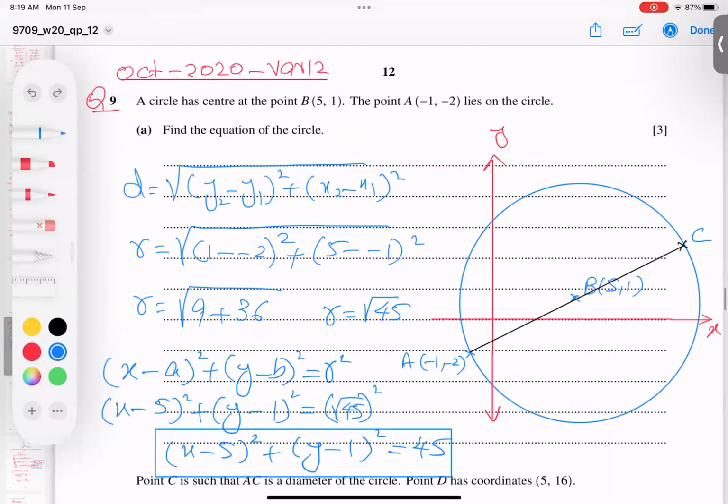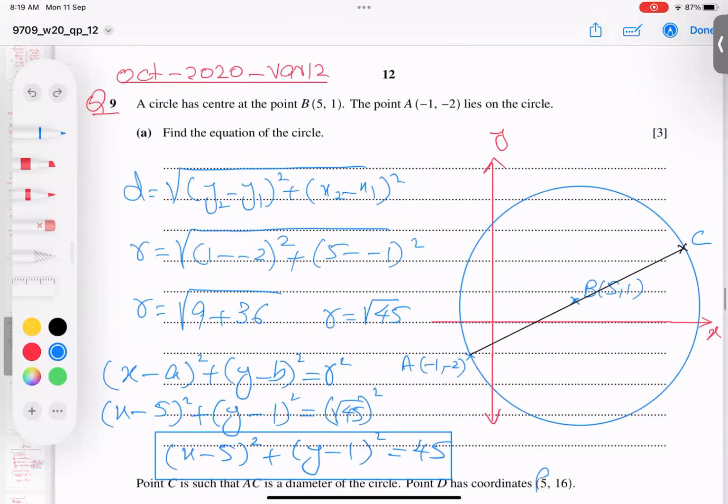X is 5, and this 5 and this 5 match. It means 1, 2, 3, 4, 5, and 16 up, so somewhere here, up. Anyway, I think the point is clear: (5, 16). I can make it slightly down even, no issue at all. So let's go for the next part.